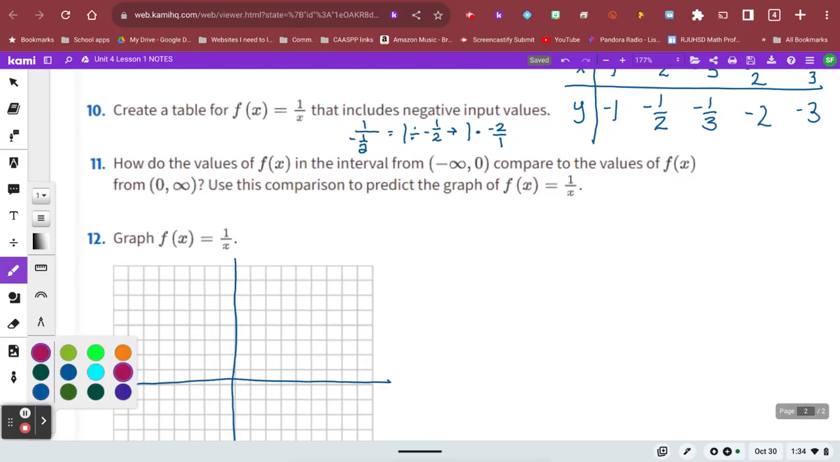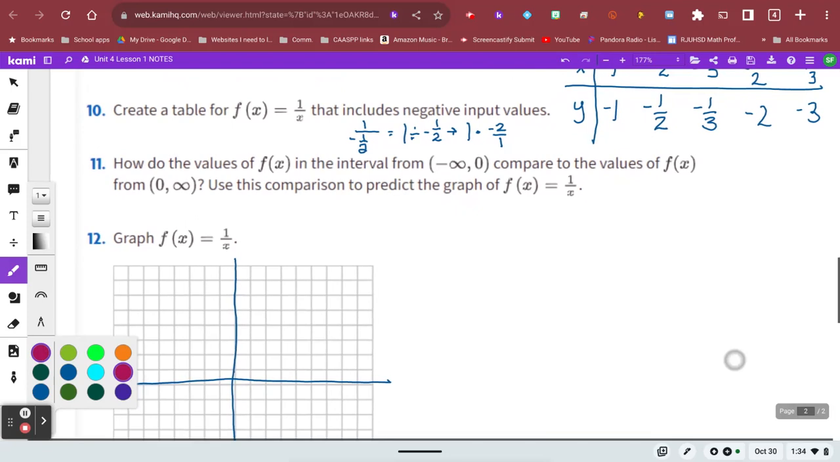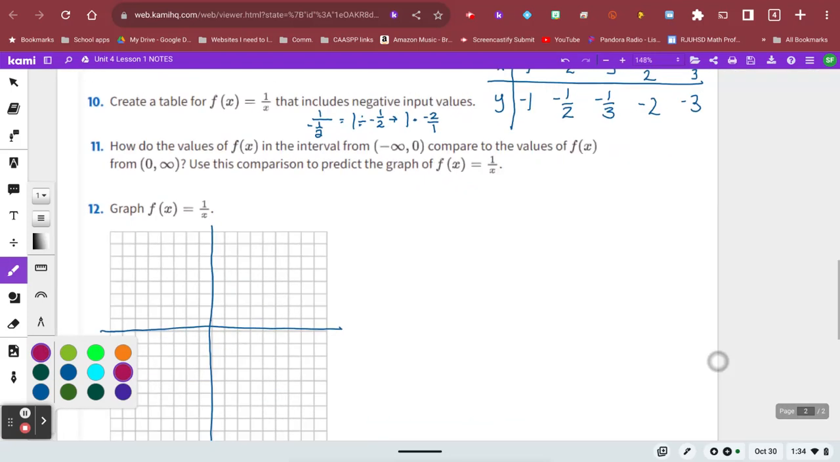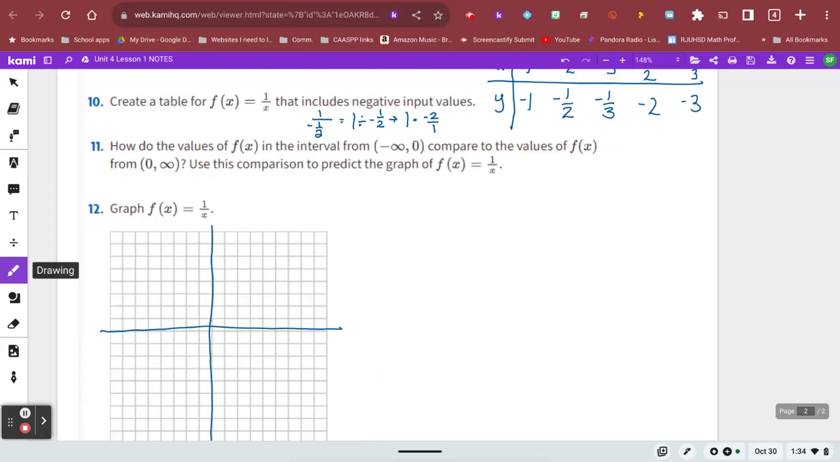So with our negative numbers, we're going to go ahead and graph this. There we go. Just so I can see my numbers. So at -1, it's going to be at -1. And if I do -2, it's going to be 1/2. -3 is 1/3. We can see it going up. And here, if I go -1/2, it's going to give me -2. -1/3 will give me -3.